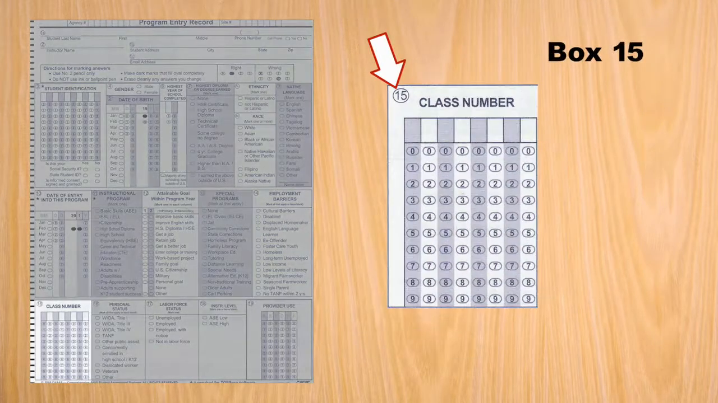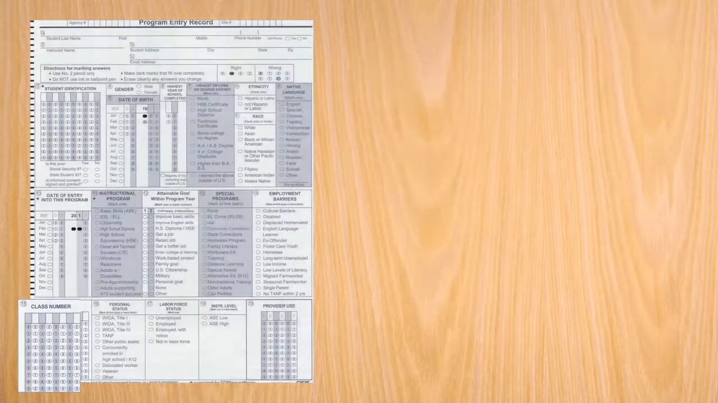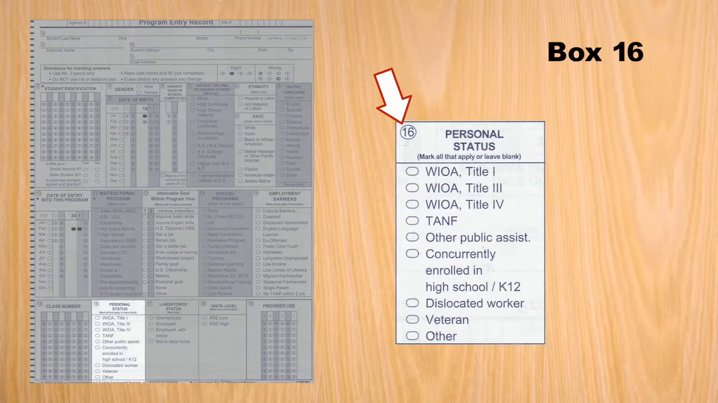For Box 15, this is for a specific course number. Leave this box blank and we can fill it in later. Box 16 asks you about your personal status. Mark all the choices that apply or leave them blank if not.